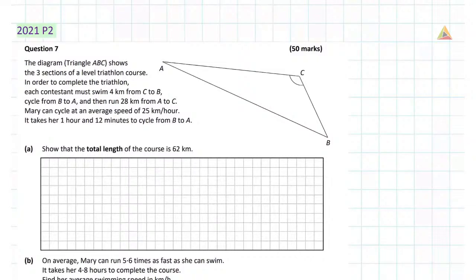The diagram shows the three sections of a level triathlon course. In order to complete the triathlon, each contestant must swim 4 kilometers from C to B. I'm just going to mark that in on my diagram.